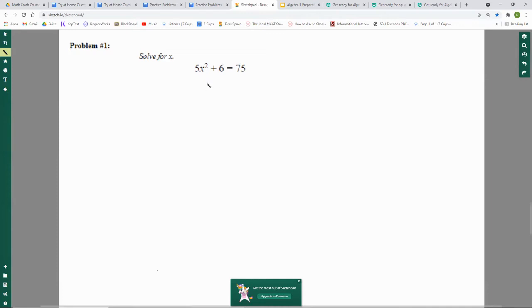First things first, we want to isolate the variable. And we can do this. We can subtract 6 on this left side to get rid of the 6. And what we do to one side must be done to the other. And then essentially 5x squared is put down here. These 6's cancel out. And then 75 minus 6 is going to be 69.